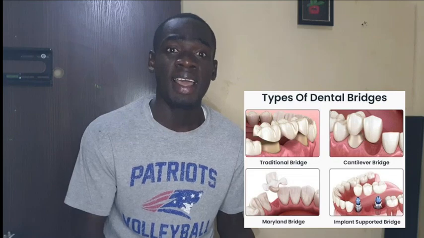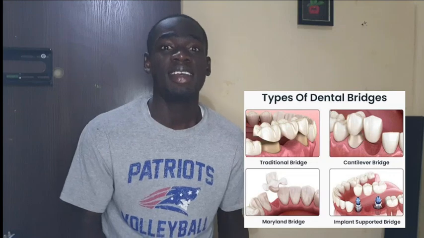I'm going to be dropping images as I'm explaining so you understand what I'm saying properly. And then the types of dental crowns and bridges: we have the traditional dental crown and bridge, the Maryland dental crown and bridge, the cantilever dental bridges, and then the implant supported bridges.